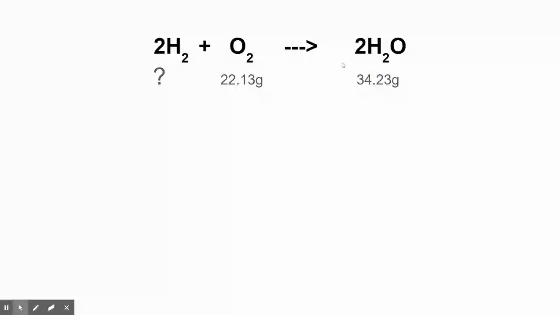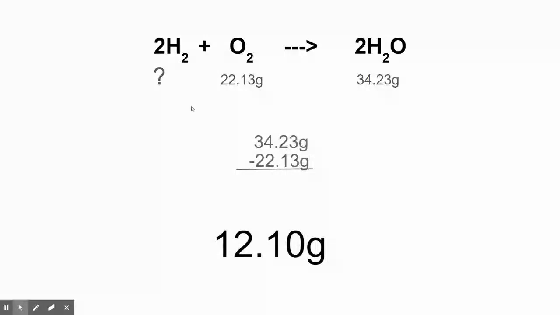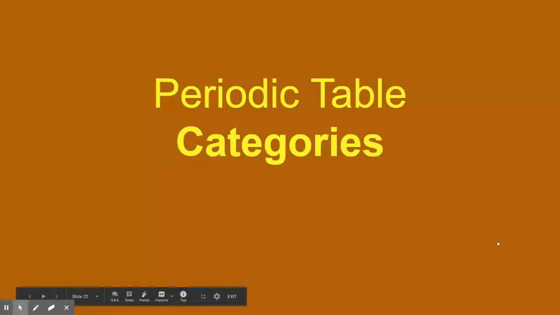The law of conservation of mass says whatever we end up with is what we started with. Whatever we started with is what we end up with. So the reactants should match the product side. This is basic math that you have to do. What is this missing amount? So you find the difference, and the hydrogen atom should be 12.10 grams.